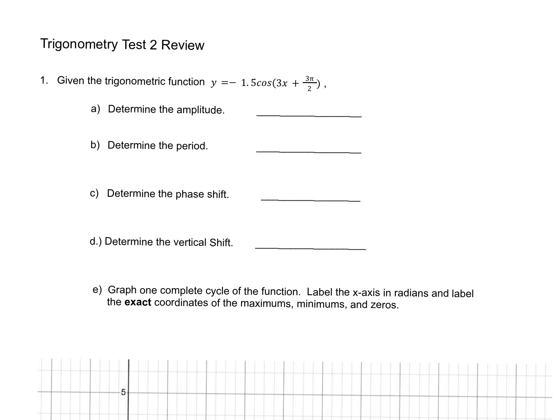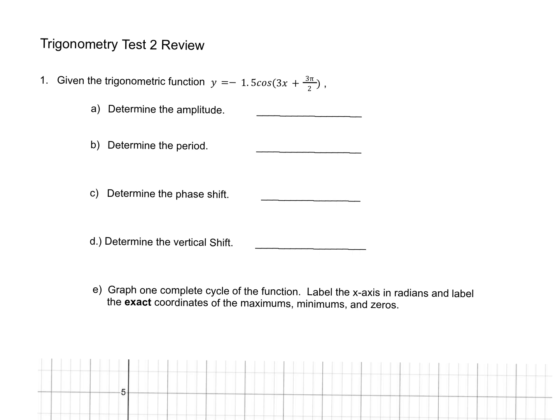All right, we're going to look at some review problems for your upcoming test number 2, which will be on the graphs of trig functions and some of your trig laws. Okay, so one says, given the trig function, negative 1.5 cosine 3x plus 3 pi over 2.